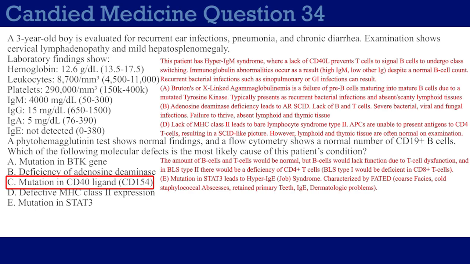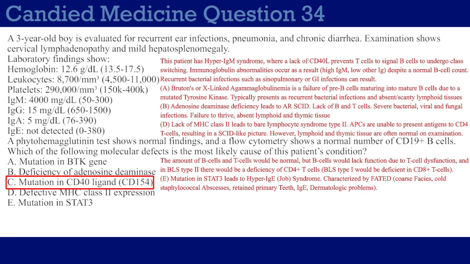Anyway, other answer choices. Choice A, mutation in BTK gene, that's Bruton's or X-linked agammaglobulinemia, causes failure of pre-B cells in the bone marrow maturing into pro-B cells because of a mutated tyrosine kinase. That's what the TK stands for, Bruton's tyrosine kinase. Usually presents with recurrent bacterial infections because you have a lack of humoral immunity. On physical exam, you're going to have scanty or absent lymphoid tissues. So it won't be like here where there was a cervical lymphadenopathy. That probably wouldn't happen on Bruton's.